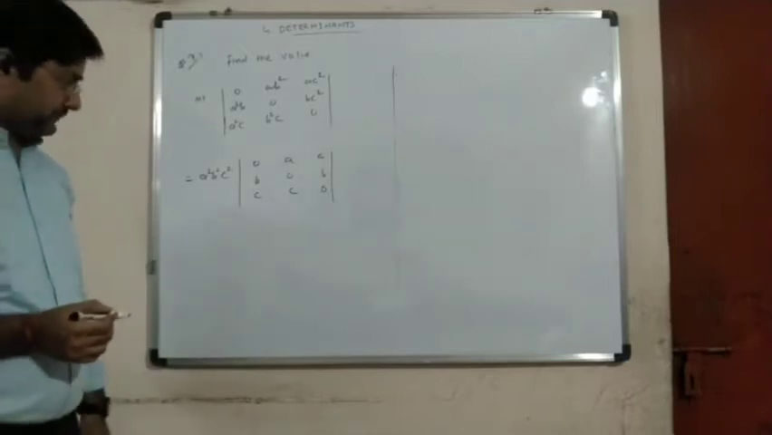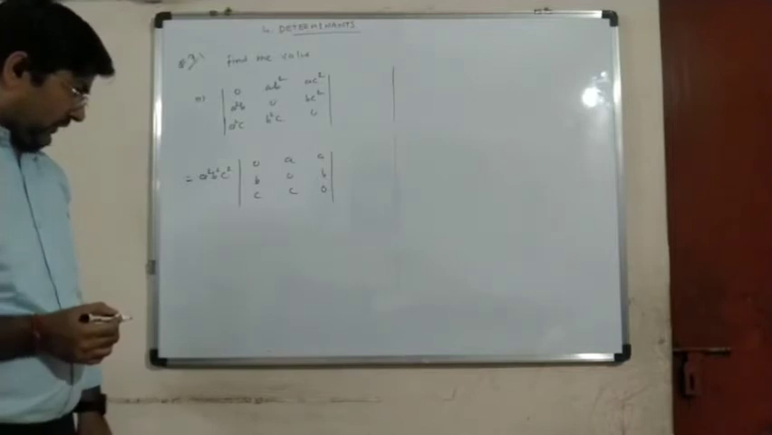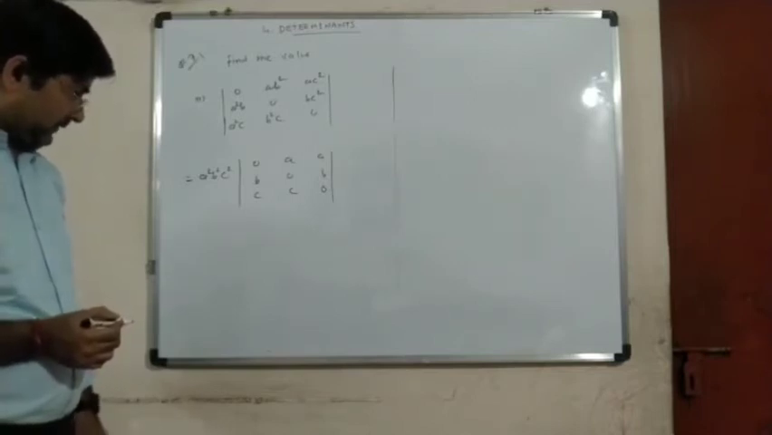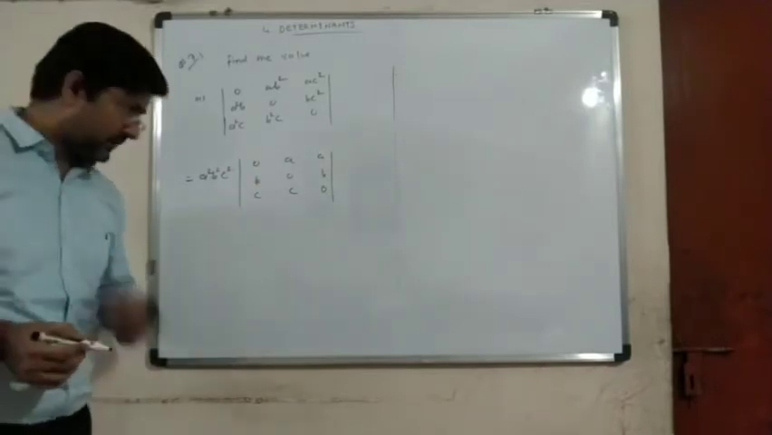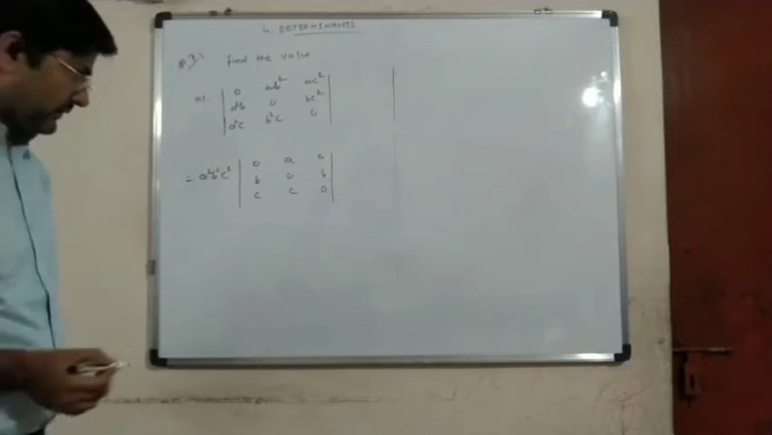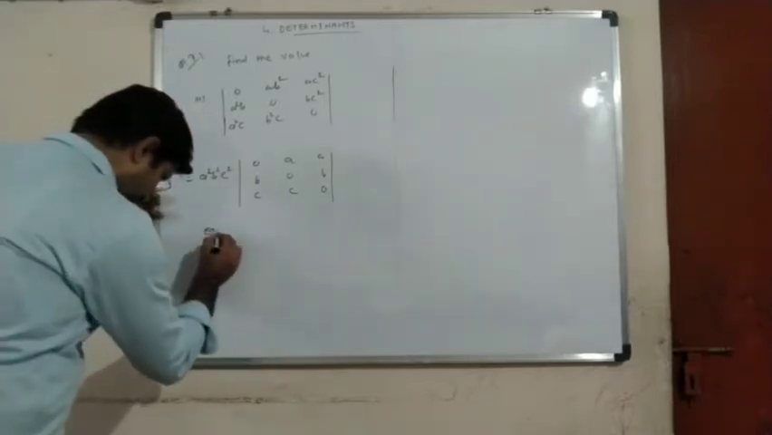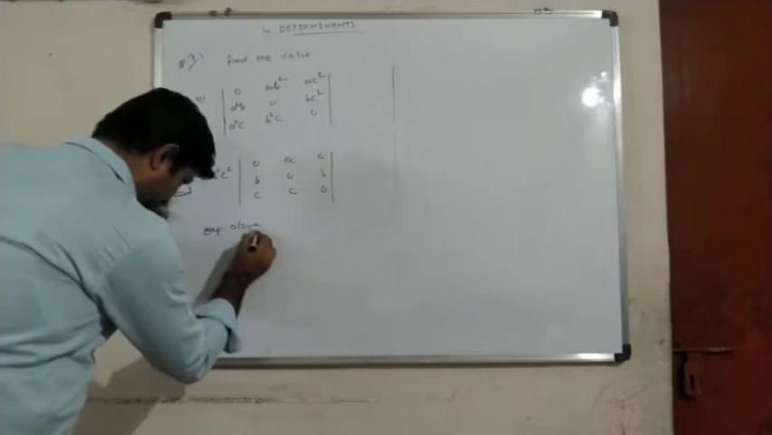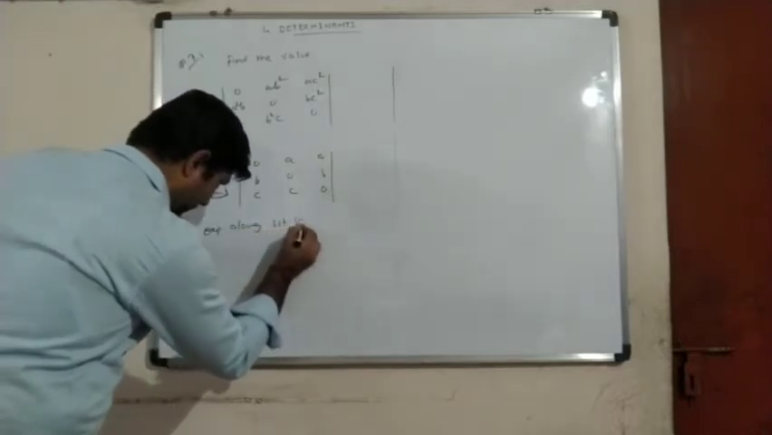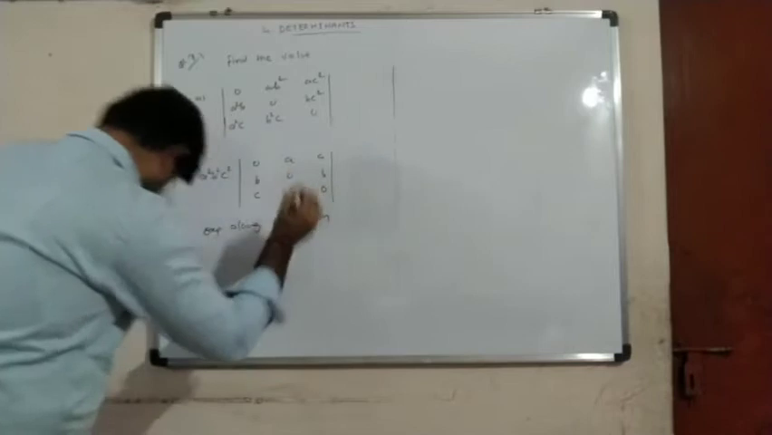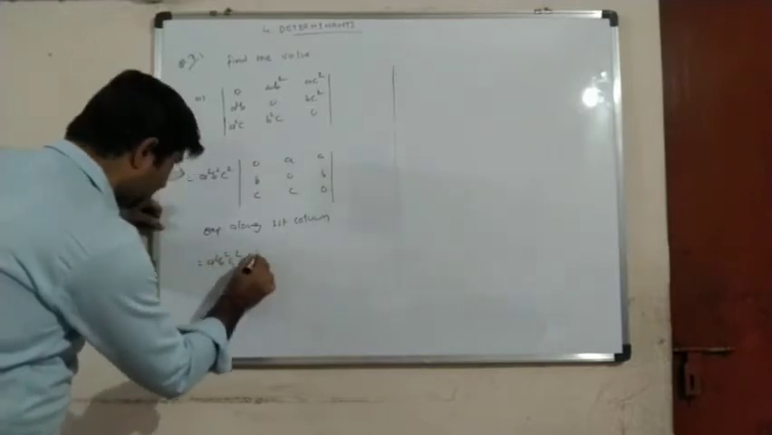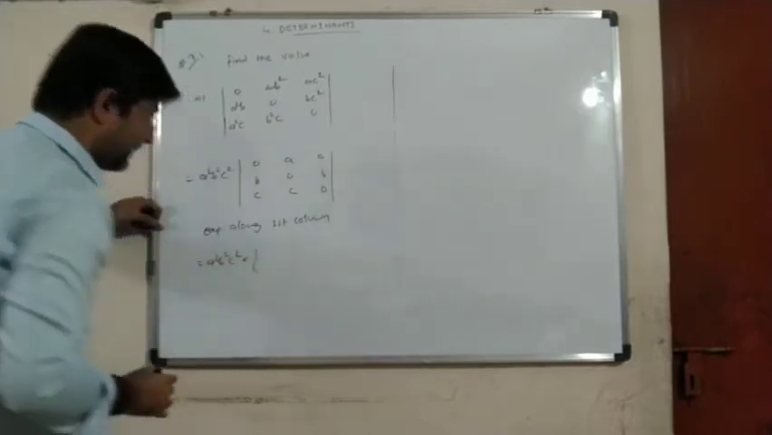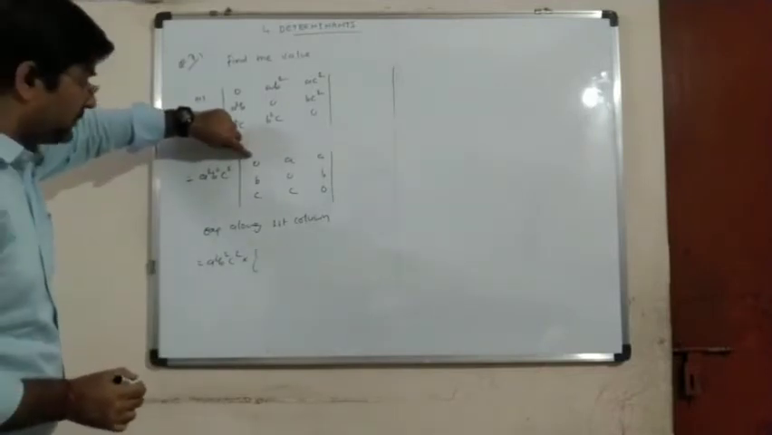Now, if you want to simplify it, you can, otherwise we will directly expand, because we already have 3 zeros in the determinant. So let us expand along the first column. Expanding along the first column, we have a square, b square, c square multiplied by, the first element is 0, so we are not going to write that.